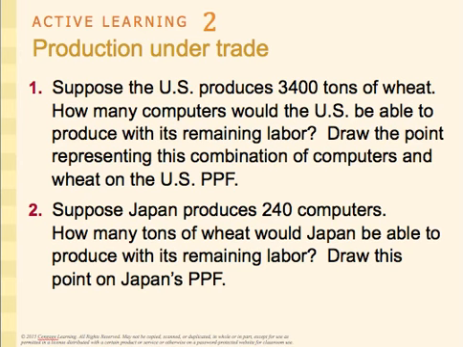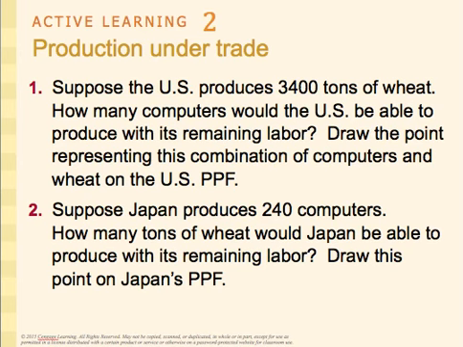So you have to figure out how much labor it takes to produce 3,400 tons of wheat, and how much labor is left over to produce computers, and then divide that by the hours per computer to tell how many computers it can produce. So draw the point representing this combination of computers and wheat on the production possibilities frontier. That very likely could be something you have to do on the test.